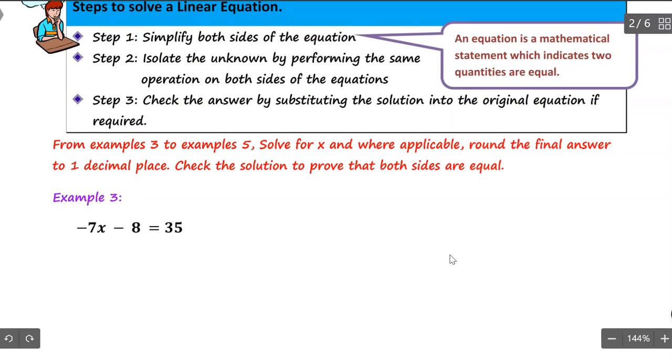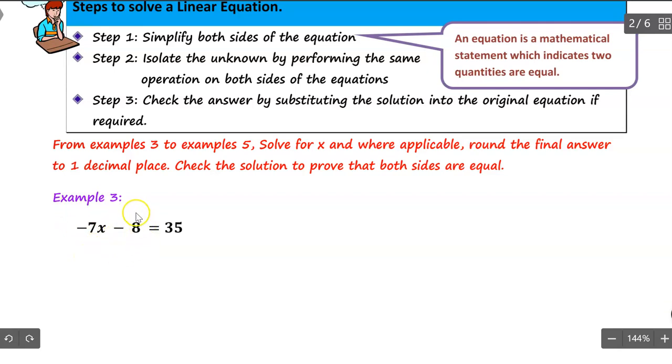So the step here told us that we should simplify both sides of the equation. I don't need to simplify here because I cannot take negative 7x subtract 8. They are not like terms. And 35 is 35. So I go right into step 2, isolate the unknown by performing the same operation on both sides of the equation. To what purpose? Because I want to isolate the unknown. The unknown here is x. So I need to have just negative 7x by itself on one side of the equation.